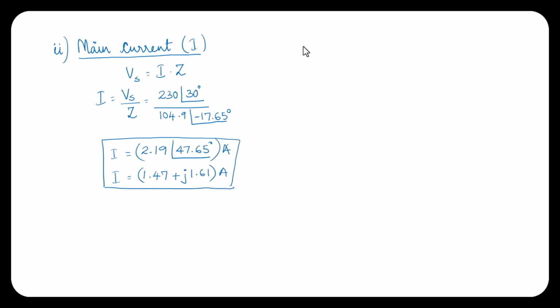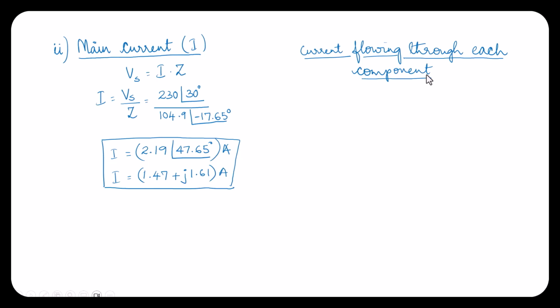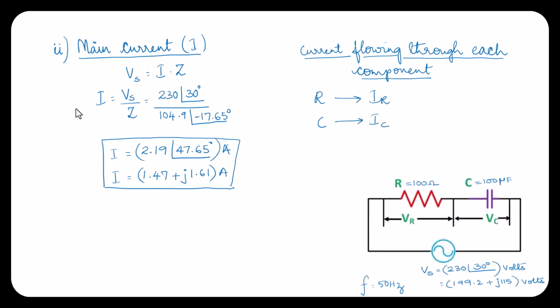Next we have to calculate the current flowing through each component. We have a resistor, so we will have current IR. We have a capacitor, so we will have current IC. As shown in the circuit, when both the components are connected in series, the current IR will be equal to IC, and that will be equal to the main current I. So the current flowing through all the components will be the same.